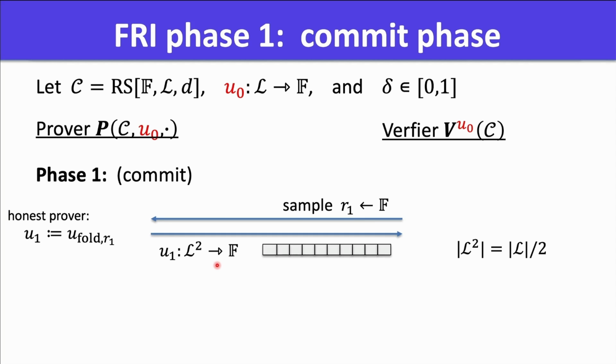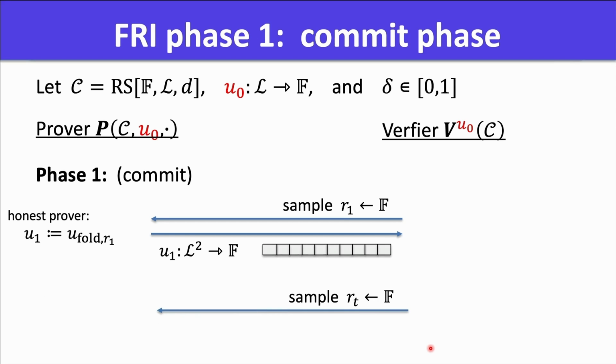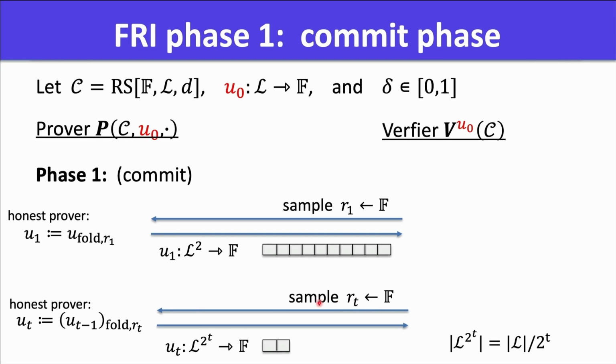Okay, then we just iterate this process. So then the verifier sends another r2, the honest prover will fold again, and will send another function to the verifier, u2, now on the domain L to the fourth, which is 1/4 the size of the original domain. And this continues again and again for T rounds. Eventually, the verifier will sample rT. The honest prover will fold one last time, and it will send the result back to the verifier.